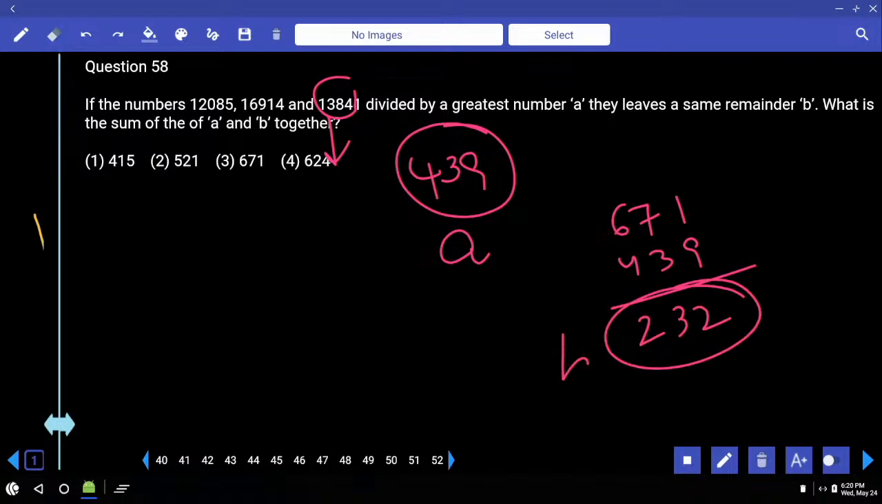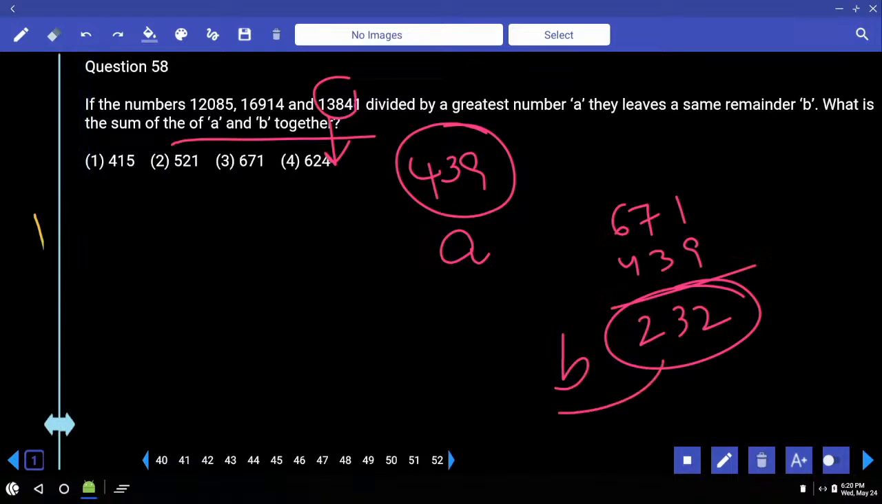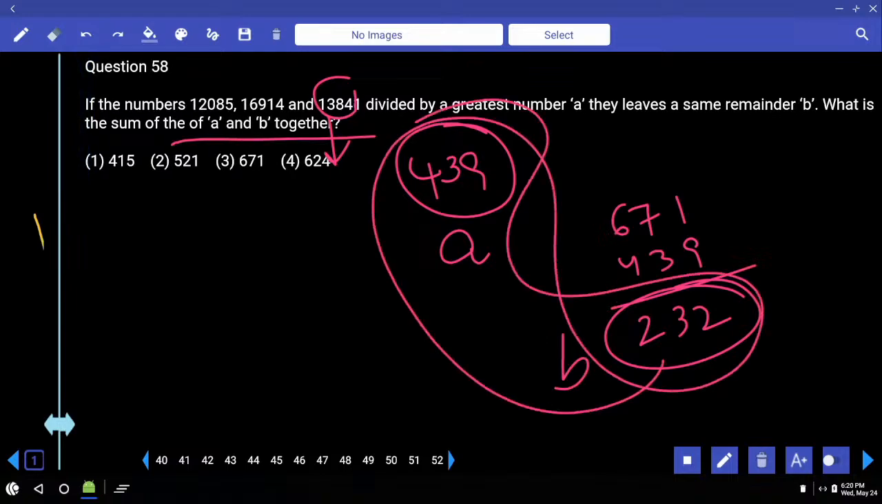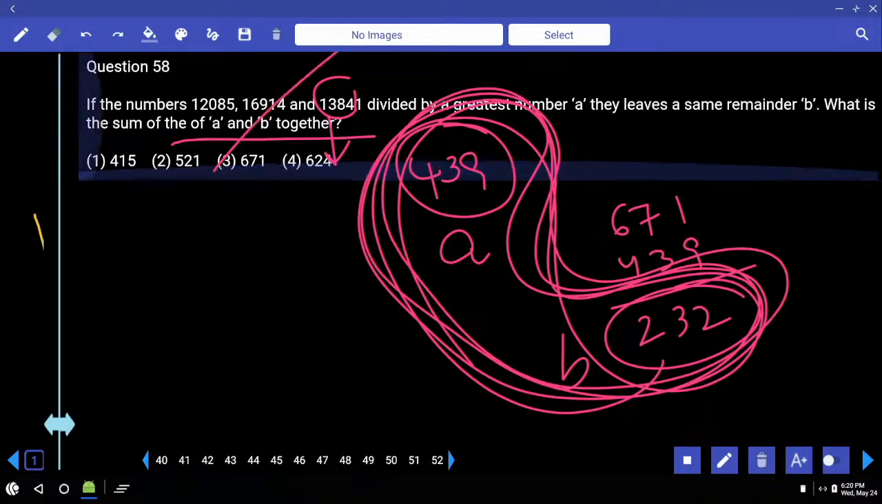So this is B. He is asking for the value of A plus B. 671, option 3.